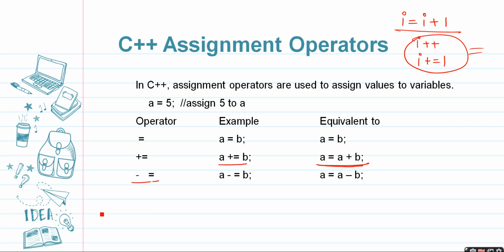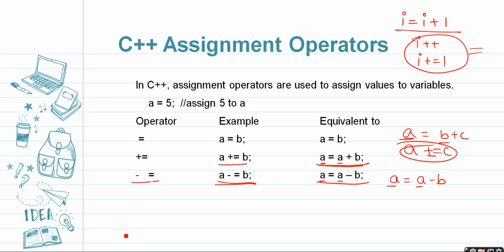Alright, then we have minus equals. When we have something like this, a is equal to a minus b. But remember, we should have both the values the same, a. If it is a is equal to b plus c, we cannot write something like a plus equals c, because here a and b are different, right? The only condition we should have is that this a should be repeated two times. Only then we can apply these short expressions.